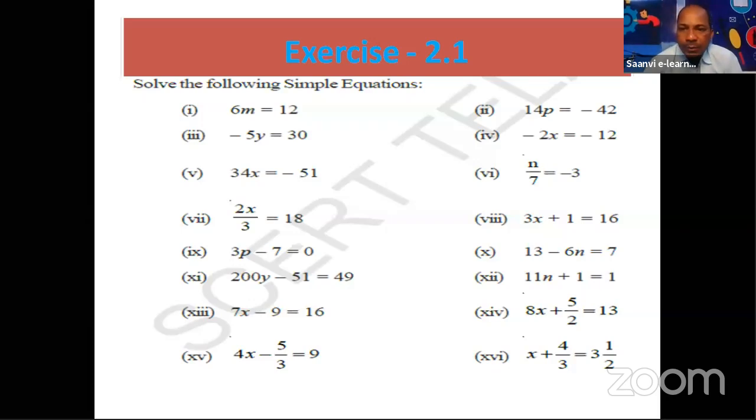All of you open exercise 2.1. If you have textbooks, open and see in your textbook. If you don't have a textbook, I already opened exercise 2.1 on the screen. So all of you observe carefully. See, in exercise 2.1, it is given: solve the following simple equations. So solving means the given variable, that value we have to find out. Okay. Let us see how to solve them.